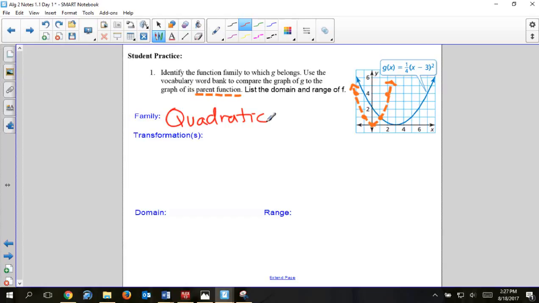Good, I'm walking around, I see some really good graphs on there. It's okay if you need to go off the graph provided to plot those points. It's okay to go off the graph.